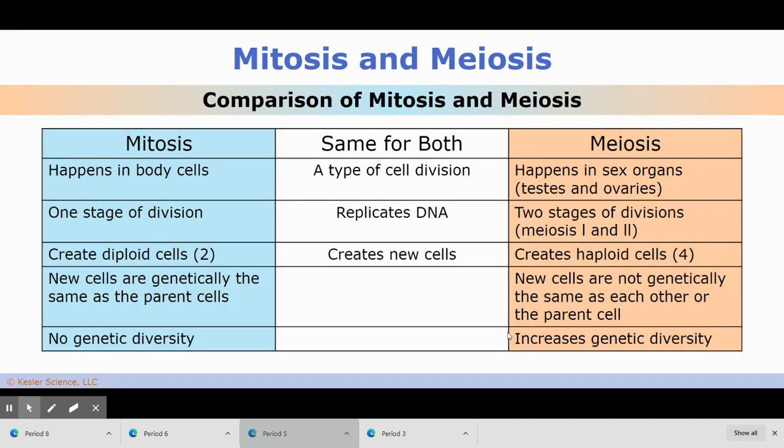So here's a comparison table of both mitosis and meiosis. So we know mitosis happens in body cells. It has one division. It creates diploid cells, 2 of them. And new cells are genetically the same as the parent, and there's no genetic diversity. In meiosis, this happens in sex organs, the testes and ovaries. There's 2 stages of divisions, meiosis 1 and meiosis 2. It creates 4 haploid cells, and they are not genetically the same. So this is where we get genetic diversity from. Both of them are a type of cell division. They both replicate DNA, and they both create new cells.